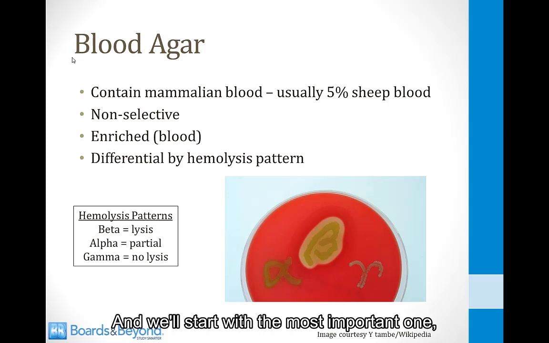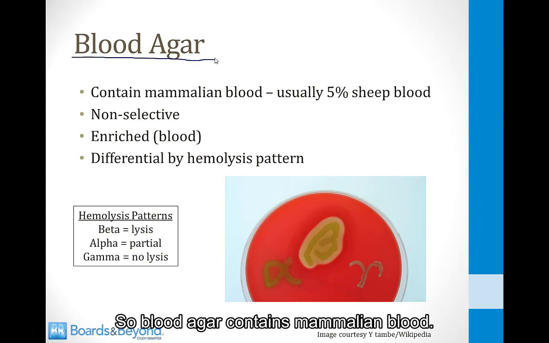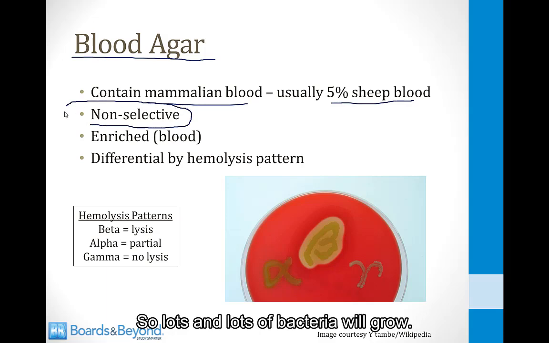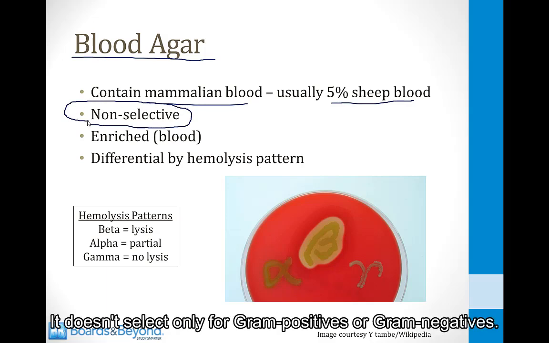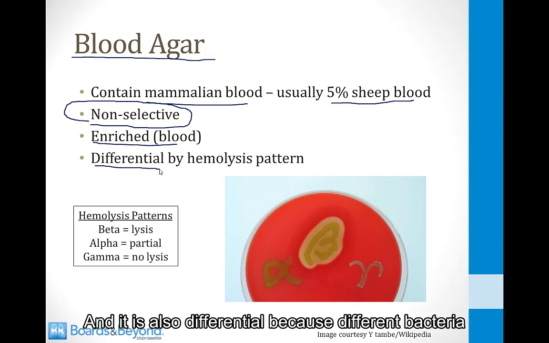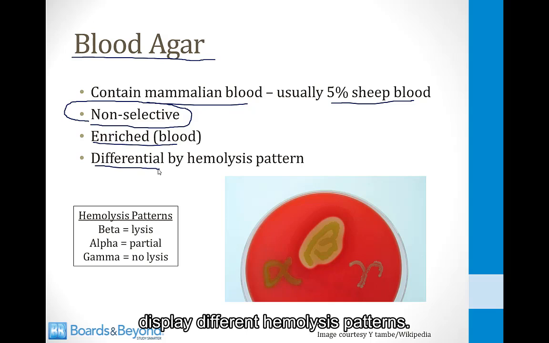And we'll start with the most important one, which is blood agar. Blood agar contains mammalian blood. Usually it's 5% sheep's blood. It is a non-selective media, so lots and lots of bacteria will grow. It doesn't select only for gram-positives or gram-negatives. It's enriched because it contains blood, and it is also differential because different bacteria display different hemolysis patterns.